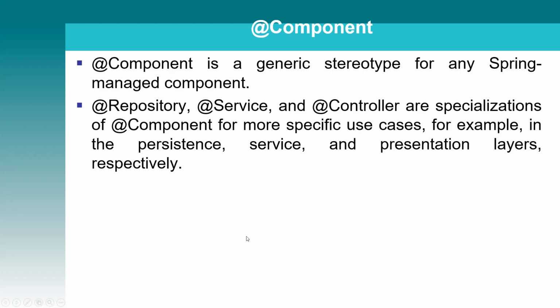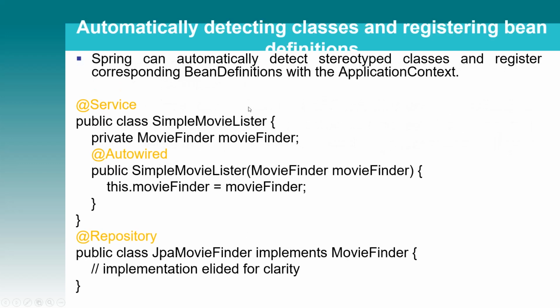So these annotations can be applied on any class, and you don't need to have explicit configuration methods for them. You don't even need to have an explicit configuration class if all your beans are annotated with these annotations. Here's an example. At the bottom, we have a class called JPAMovieFinder, which implements an interface called MovieFinder. On that class, we've annotated it with @Repository. This tells Spring that this class is a bean, that this class is a DAO.